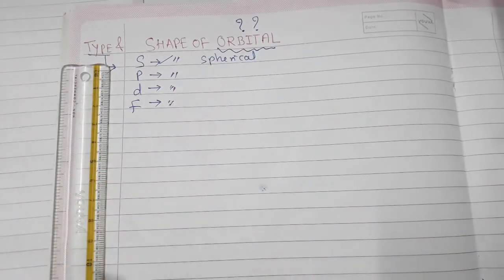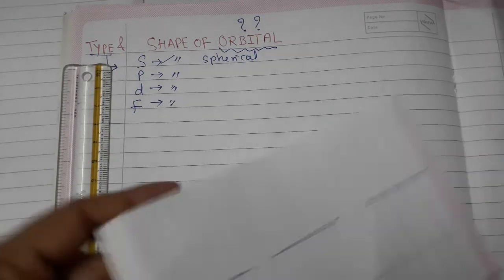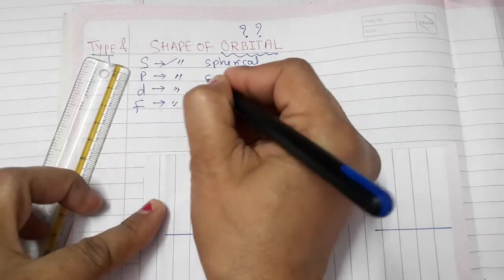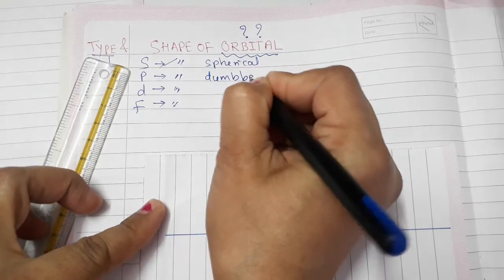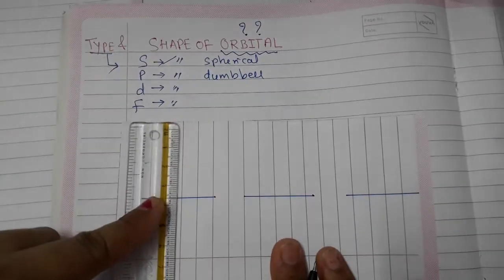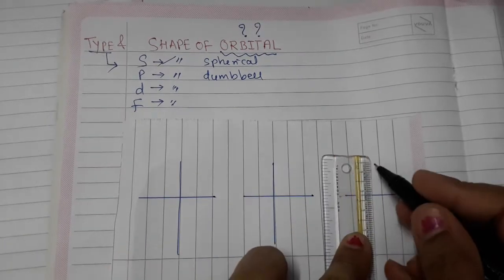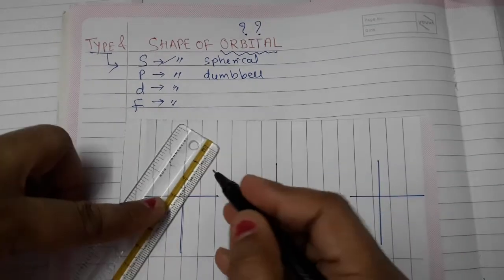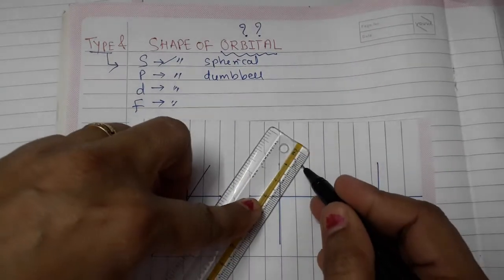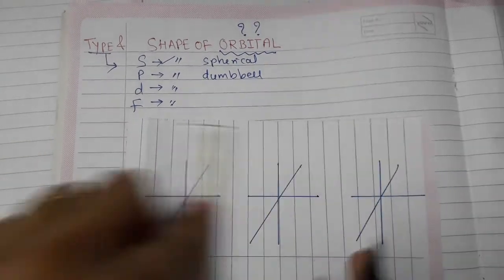Now let us move to next orbital, that is p orbital. Now p orbital is having the shape of dumbbell. Now what is dumbbell shape? Let me draw and explain. You might have heard this term dumbbell. See, purposely I am drawing this diagram in front of you so that when you have to draw, you should know how to begin with.